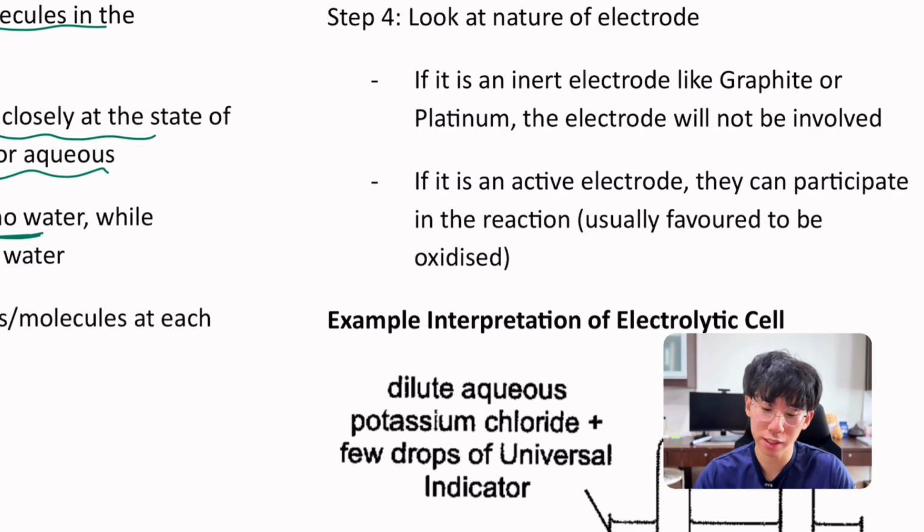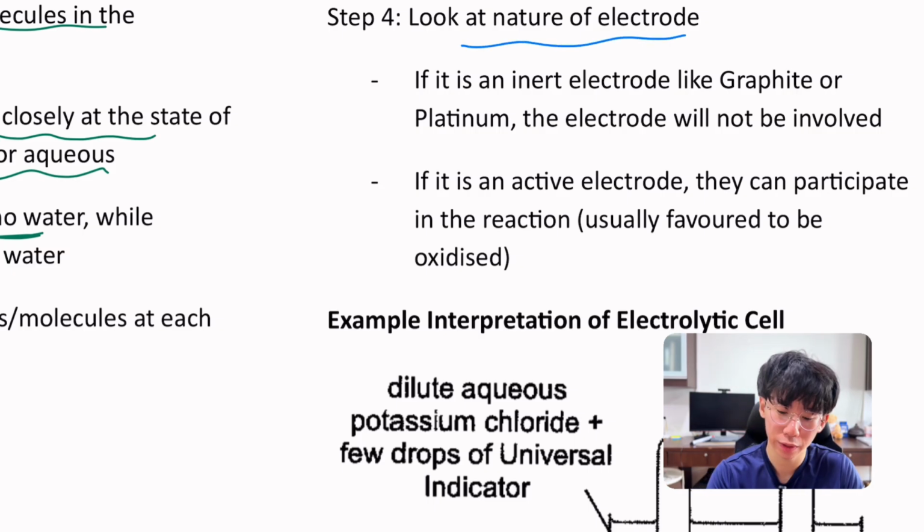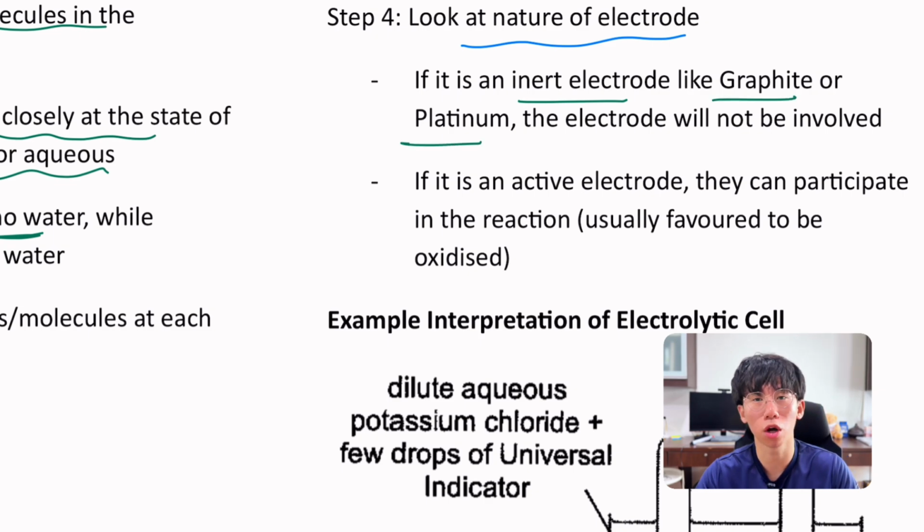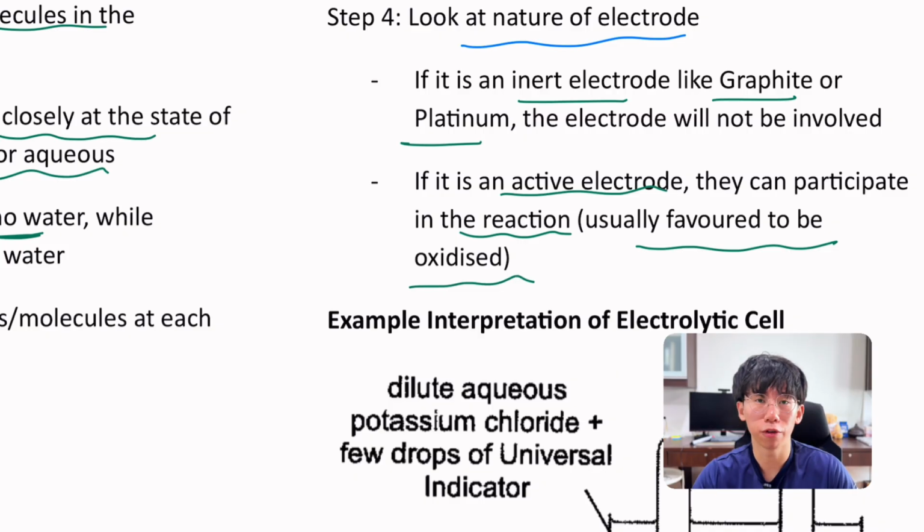Another consideration is you have to look at the nature of the electrode. If it is an inert electrode, like graphite or platinum, the electrode will not be involved in the reaction. However, if it is an active electrode, they can usually participate in the reaction. And these metals will usually be favored to be oxidized. For example, if you use an electrode like magnesium, this magnesium electrode is going to be much more favorably oxidized compared to your anions being discharged. And hence, the magnesium electrode would be oxidized and shrink in size.